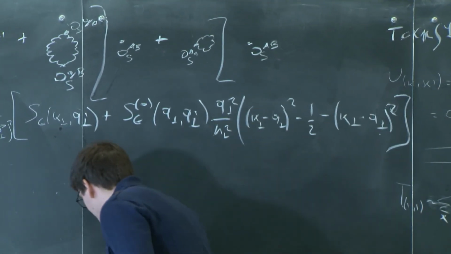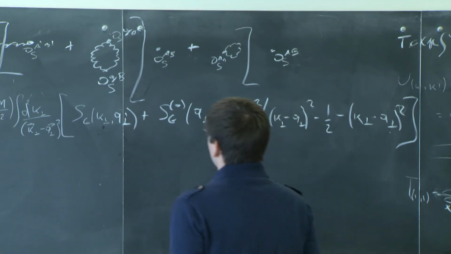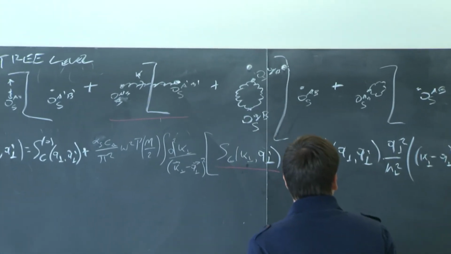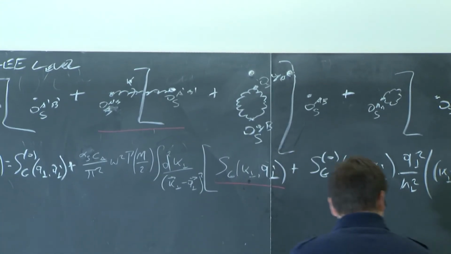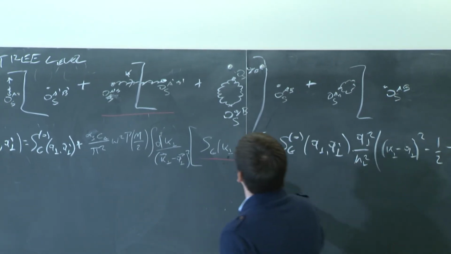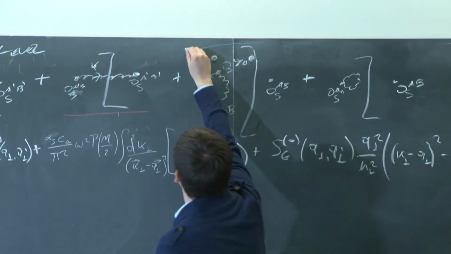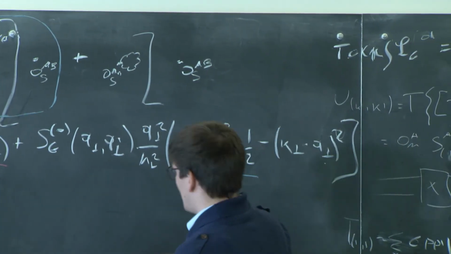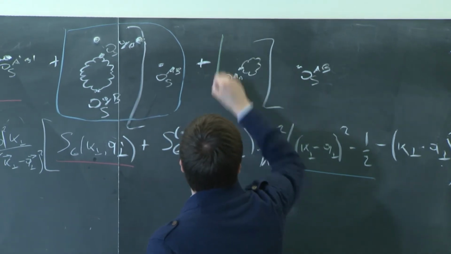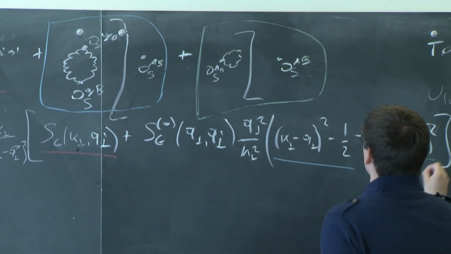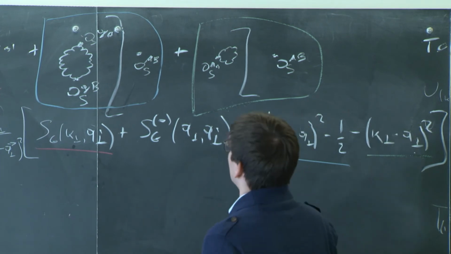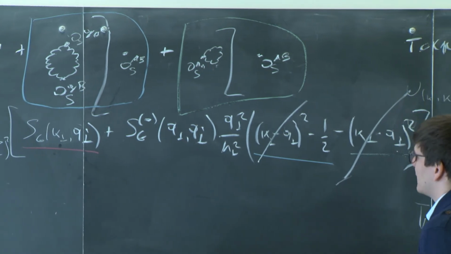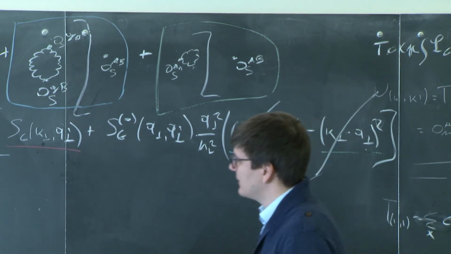Okay, and now I can use this wonderful color stuff to try to match. So this one is giving you this term. This one is giving you these two terms, and this one is giving you this term. So actually, there is a partial cancellation between this diagram and this diagram. So this one goes away, and this one goes away. I just get a minus 1/2.